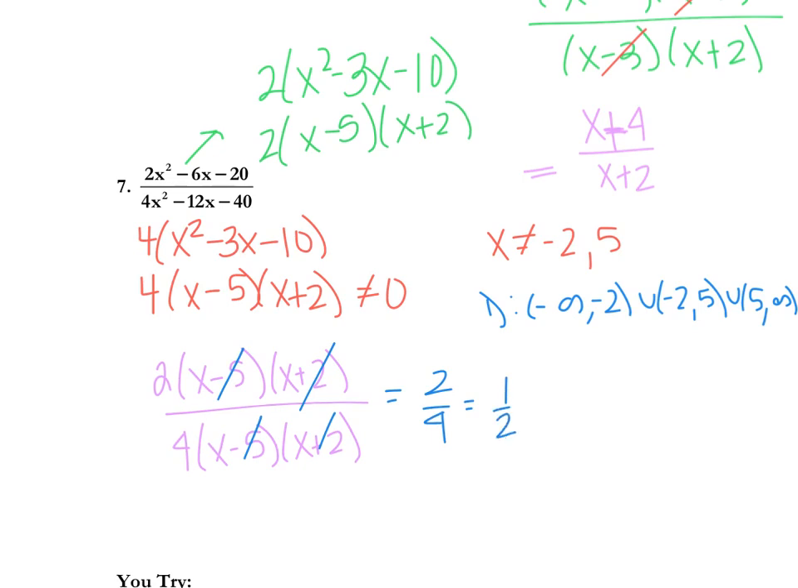Now, if you notice that they would have canceled from up here, that's fine. We just had to do the factoring all the way through in the denominator in order to find the domain restrictions.